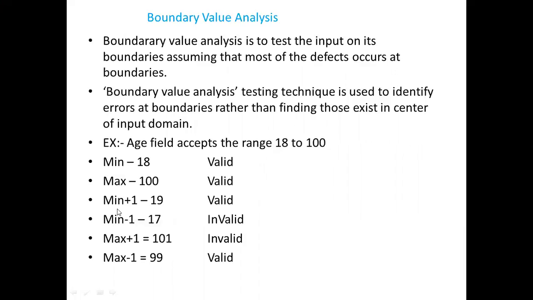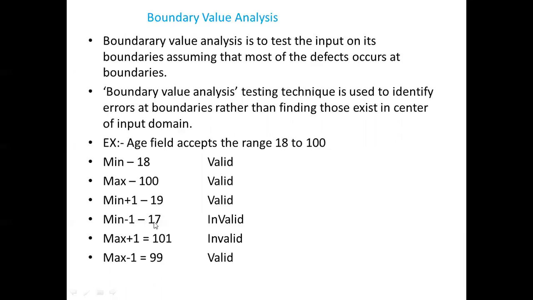When I apply min plus 1, it becomes 19, and minimum minus 1, it becomes 17. Max plus 1 becomes 101, and max minus 1 becomes 99. Here max is 100, right? 100 plus 1 becomes 101, and max minus 1 becomes 99. If you see here, the valid data are 18 and 100, and 19 is also valid, and 99 is also valid.